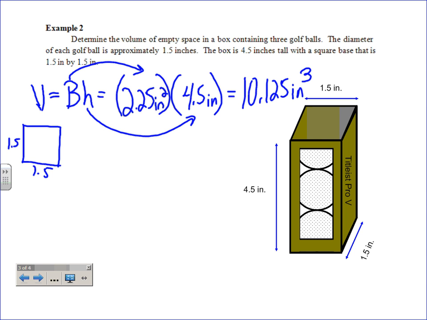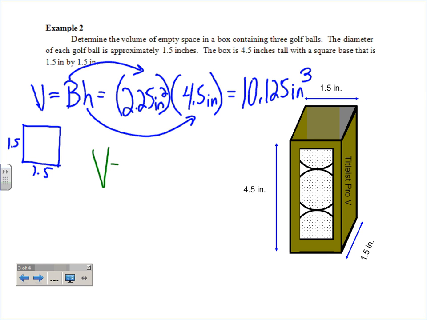Is that the answer to the question? That would be the answer to the question if there were no golf balls in there, right? But there are. There's 3. So that's how much empty space there would be if there were no golf balls. So we better turn around then and find out, well, how much would there be if there were golf balls?